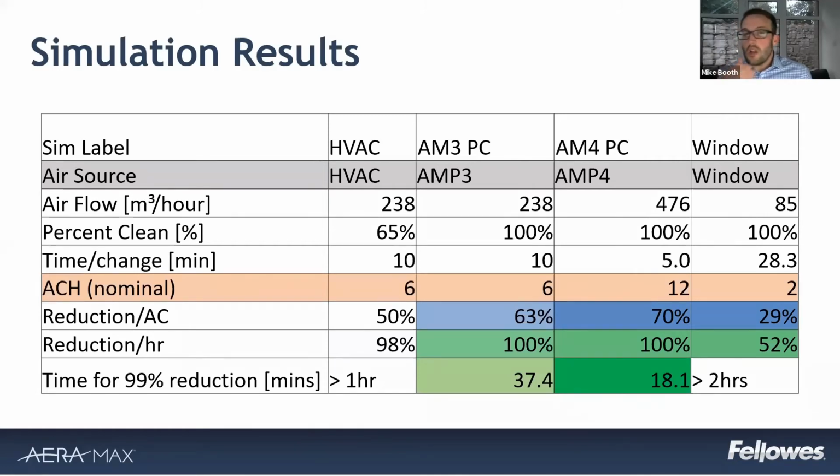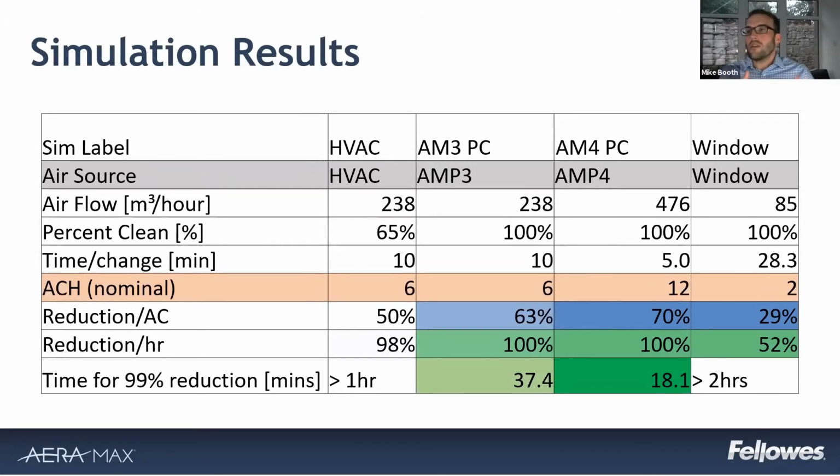The next solution along, the AM3 PC, here we look at a 6 air change approach. A single air change here was able to deliver a 63% reduction in contamination, and within the hour we were able to reduce 100% of the issue. In actual fact, we were able to get to above that 99% level of reduction within 37.4 minutes within this simulation. And then the third one is the AM4 unit.